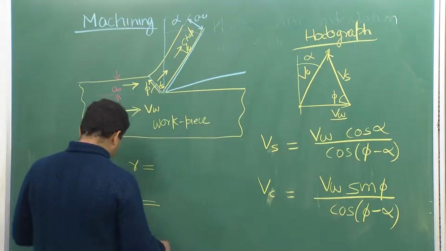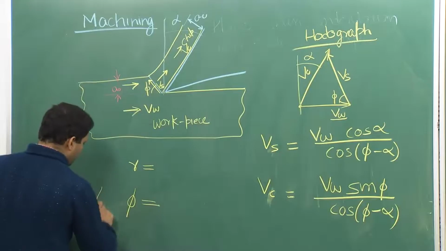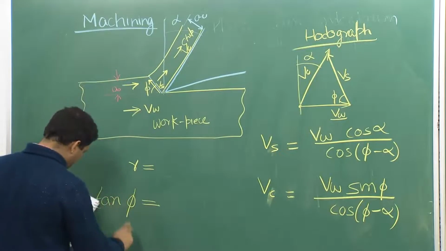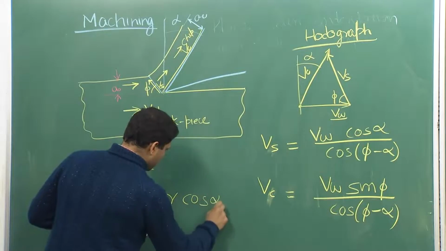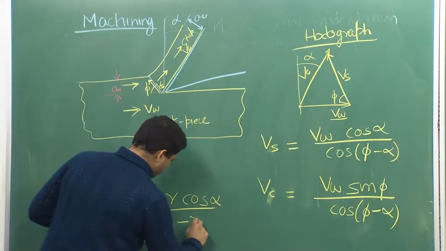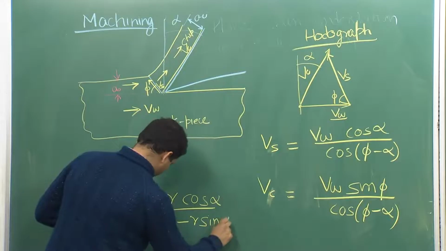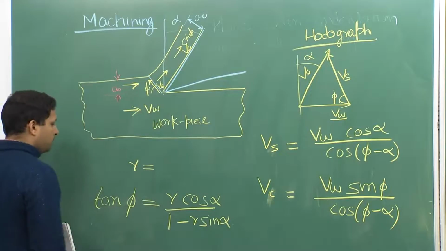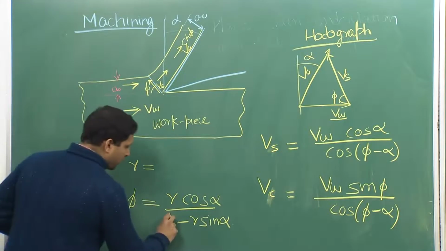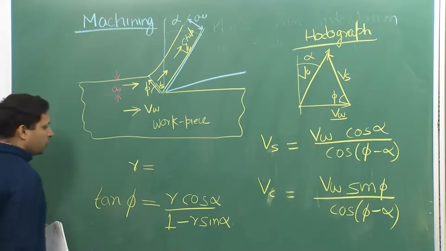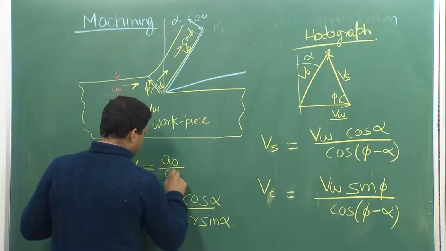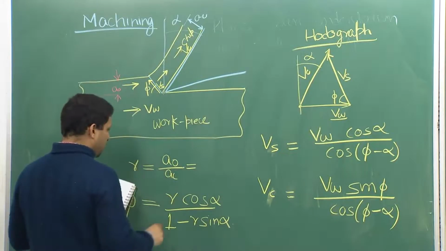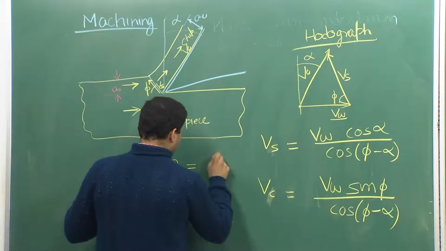First let me write down what is the relation for phi. Actually phi is given in terms of tan. So, tan phi is given by r cos alpha by 1 minus r sin alpha, where r is like what I said, a naught by a c, and it can also be written in terms of phi and alpha.